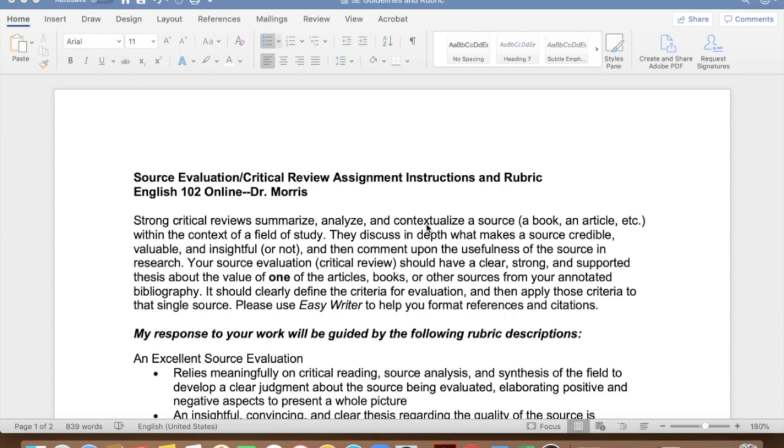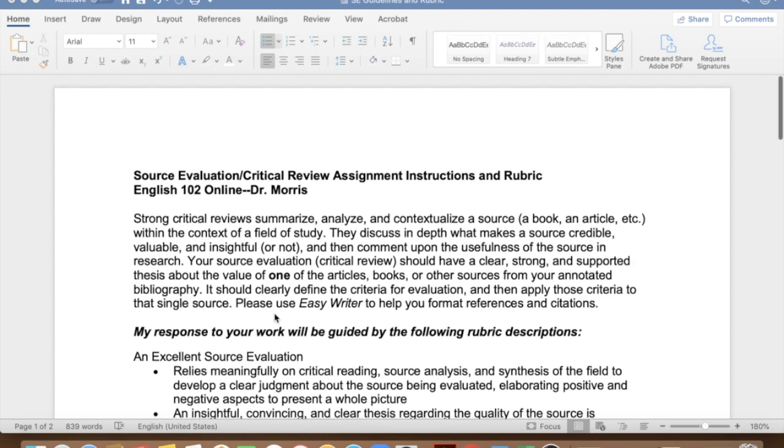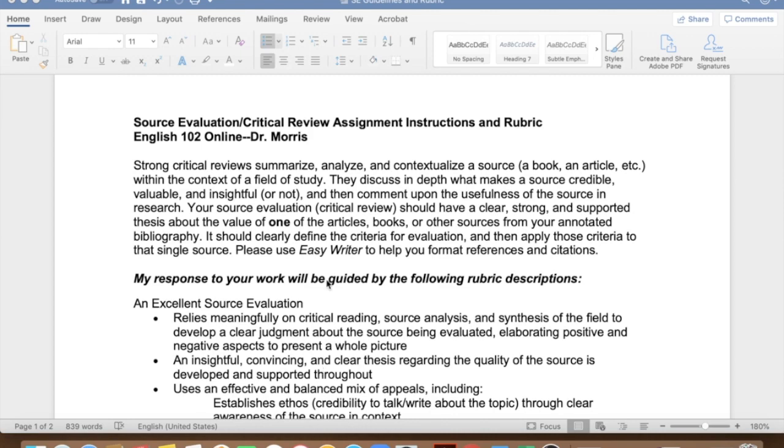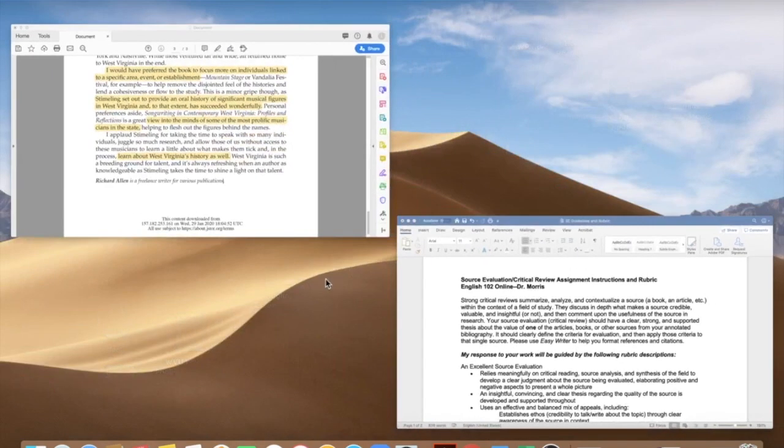So it might discuss in depth using quote summaries and paraphrases what makes your source credible, what makes it valuable, what makes it insightful or not. It might talk about who the intended audience is, what the intended purpose is, who should read it. So I want you to think when you're reading examples about how those examples are meeting the criteria here on this rubric. And I thought that we could look at an example together, and that might be helpful for you.